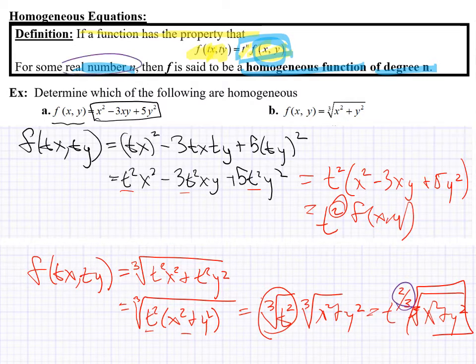So this is a homogeneous function of degree 2/3. Remember, n just has to be a real number, so it can be fractional, totally fine. Any real number will work here. So this one right here is a homogeneous function of degree 2/3.